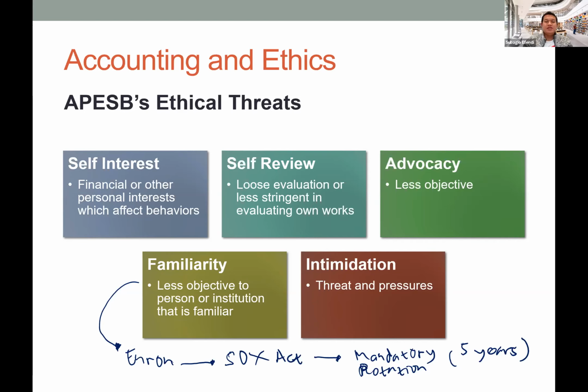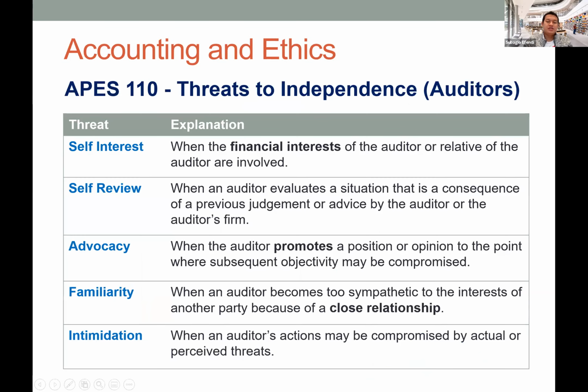Okay, next is the safeguard. So we have the principles, we have the threats, and now we have the safeguard. Safeguards are basically some procedures or policies that could be implemented to mitigate the risk of the threat. Oh, before the safeguard, these are some examples of the threats in the auditing engagement.